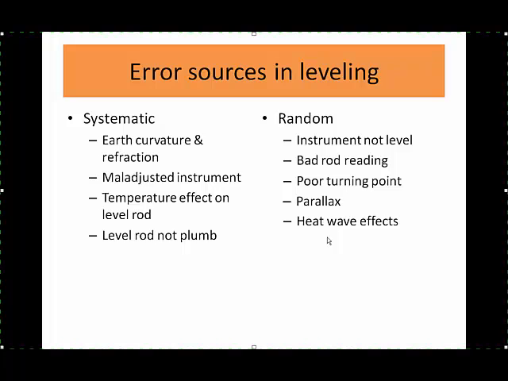Heat waves affect your ability to see across hot surfaces. You've noticed the shimmering effect of the sun beating down on a reflective surface, and you can imagine what that does to your ability to read the rod, even at short distances. The harder it is to read the rod, the more likely you are to have a random rod reading error.